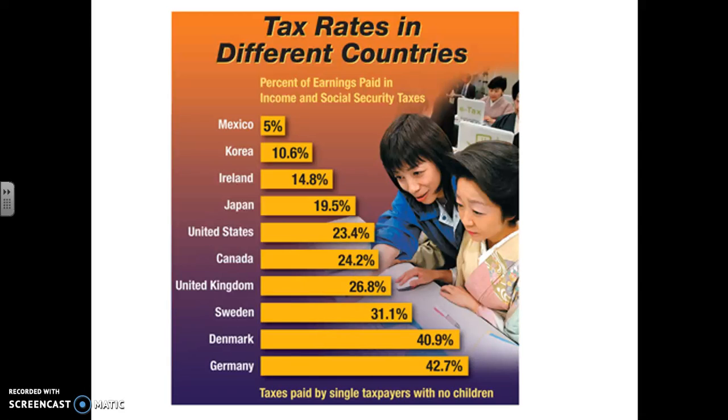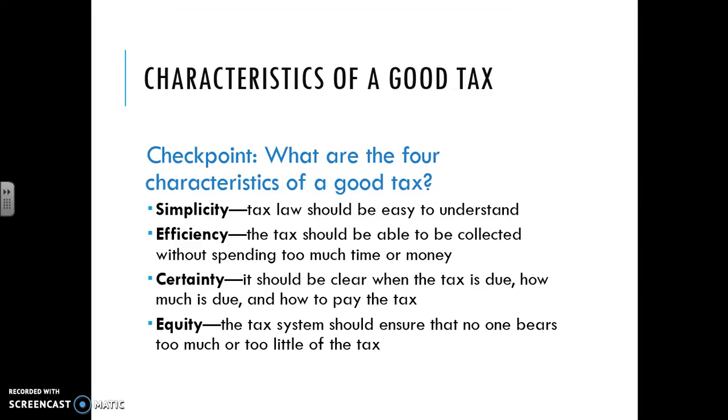And if you look at the countries down at the bottom, from Canada down to Germany, these are countries that offer a large amount of social services to their people, universal health care, and other assistance as well. So those people naturally pay a higher tax rate to offset the cost of those public services and public goods.